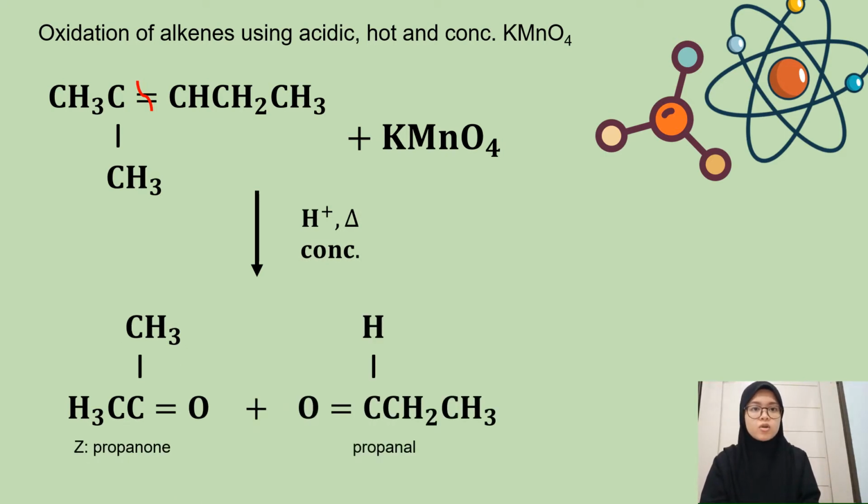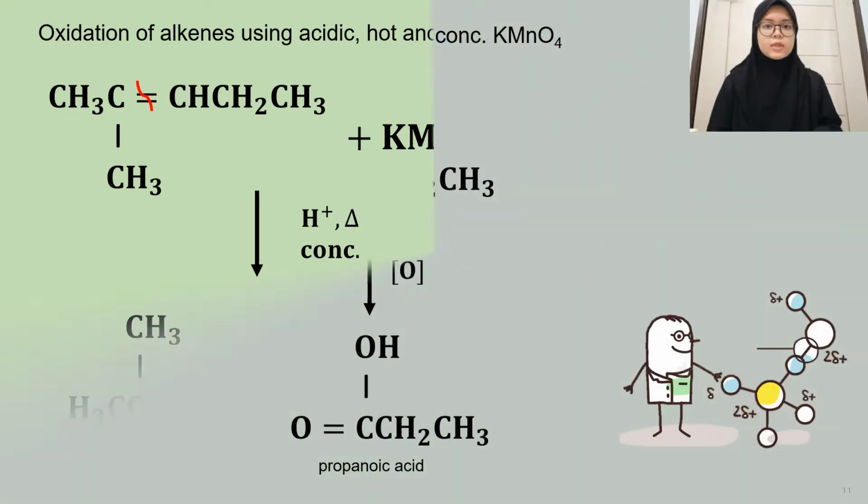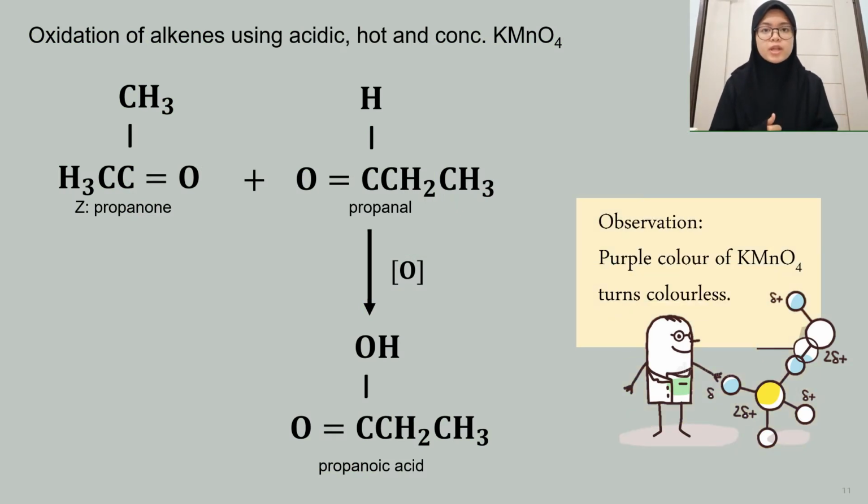For the oxidation of 2-methyl-2-pentene using hot, acidic, and concentrated potassium permanganate, the products formed are propanone and propanal. Next, the aldehyde, which is propanal, will undergo further oxidation because of the presence of a strong oxidizing agent, which is concentrated potassium permanganate. It will form propanoic acid. So, the final products of these reactions are propanone and propanoic acid. The observation for this reaction is that the purple color of potassium permanganate will turn colorless.